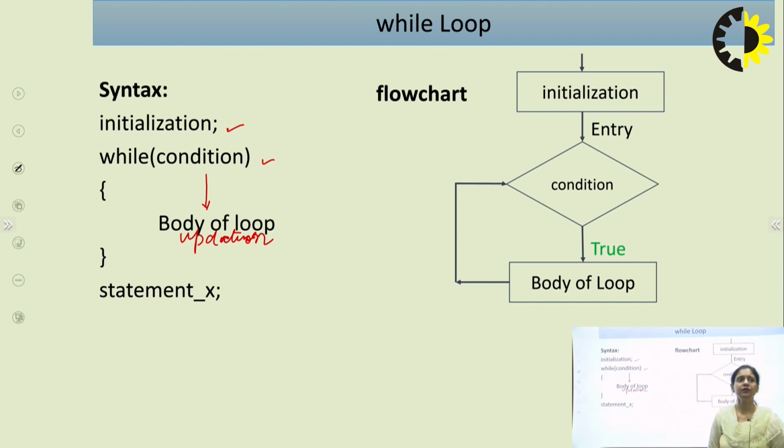With the body of the loop, we have the updation statement, and finally, when the while loop is exited, then a certain set of statements are executed.